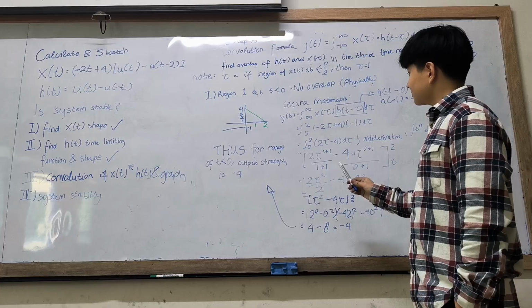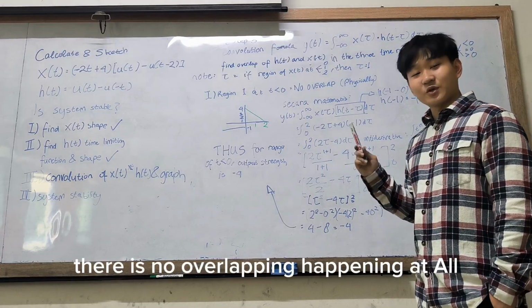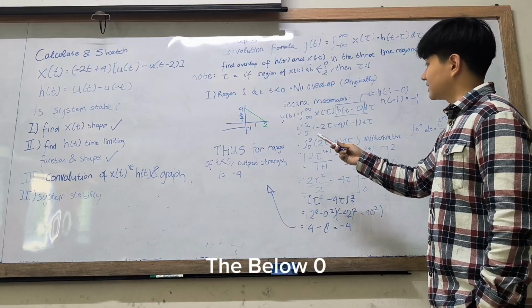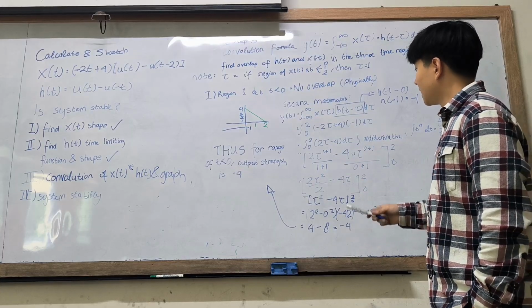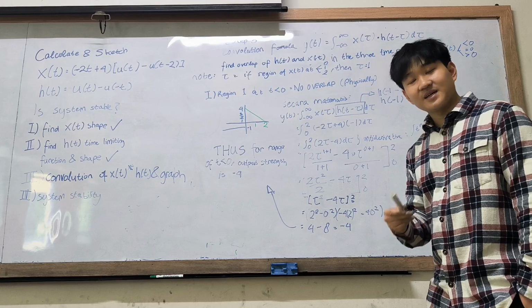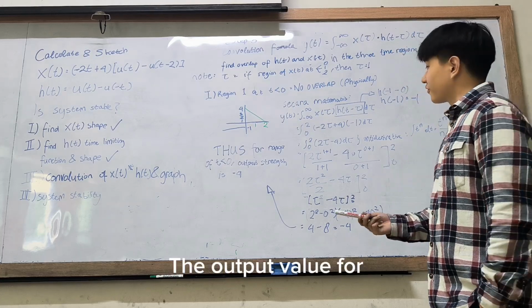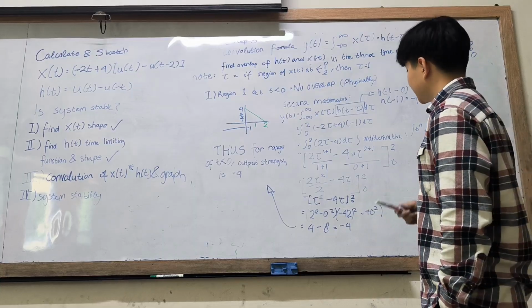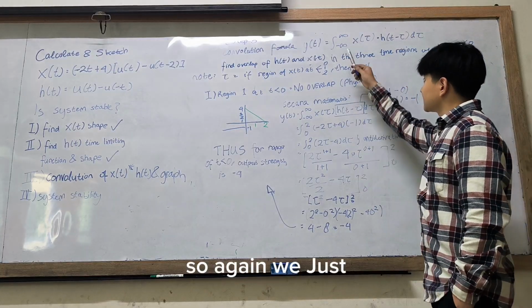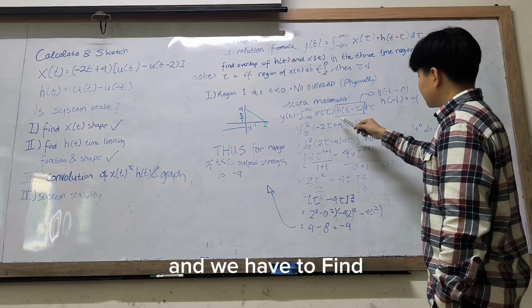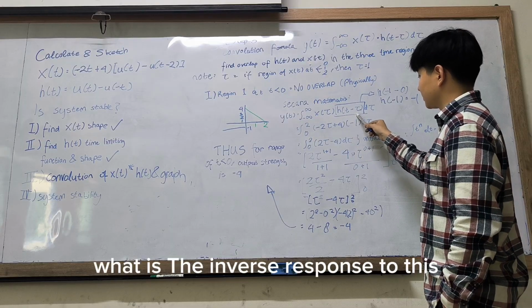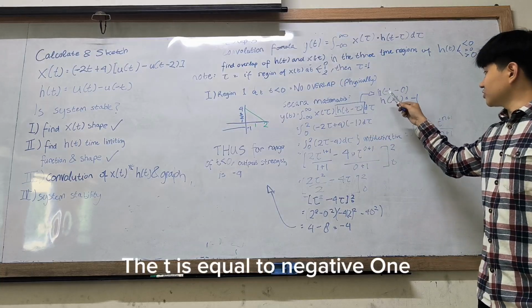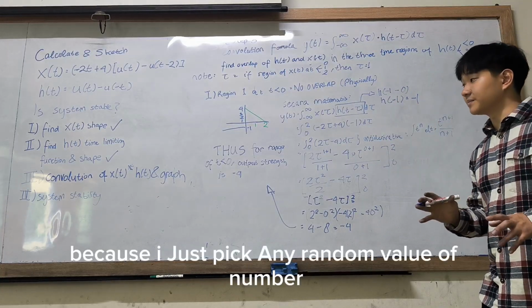So now, physically, there is no overlapping happening at all. So in region 1, t below 0, there is no overlap. Mathematically, we can still find the output value for the convolution at t below 0. So again, we just put the formula here, and we have to find what the impulse response is in this formula. The t is equal to negative 1 because I just picked any random value.